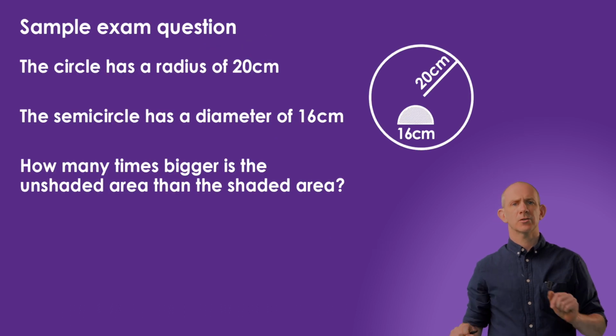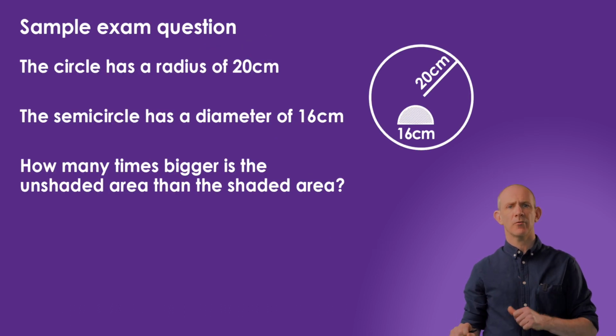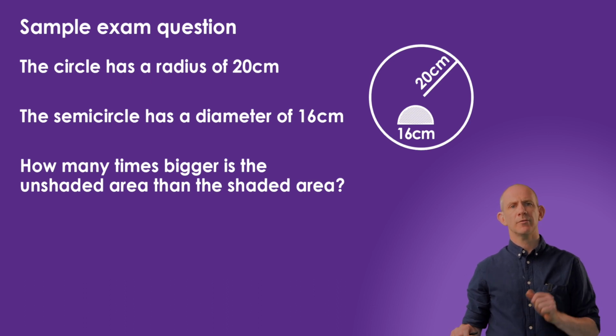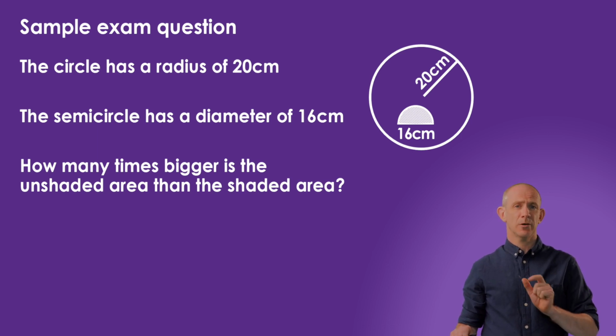Now, let's look at some exam-style questions using the area and the circumference of circles. Here, we have a circle with a radius of 20 centimetres. The shaded semicircle has a diameter of 16 centimetres. The question asks us to calculate how many times bigger the unshaded area is than the shaded area.